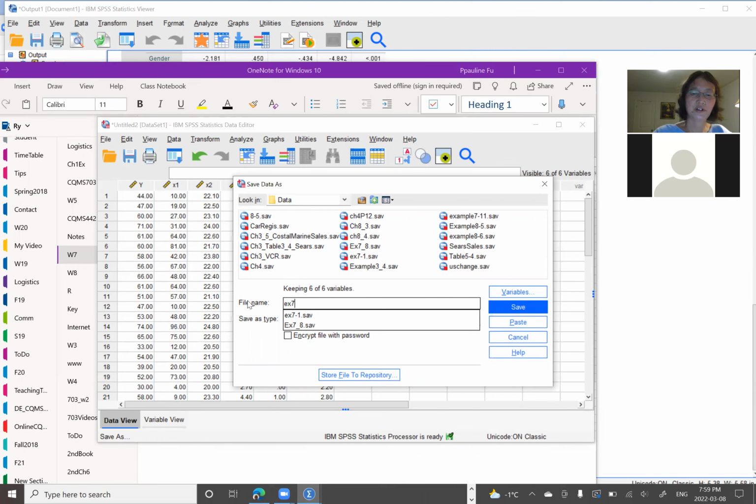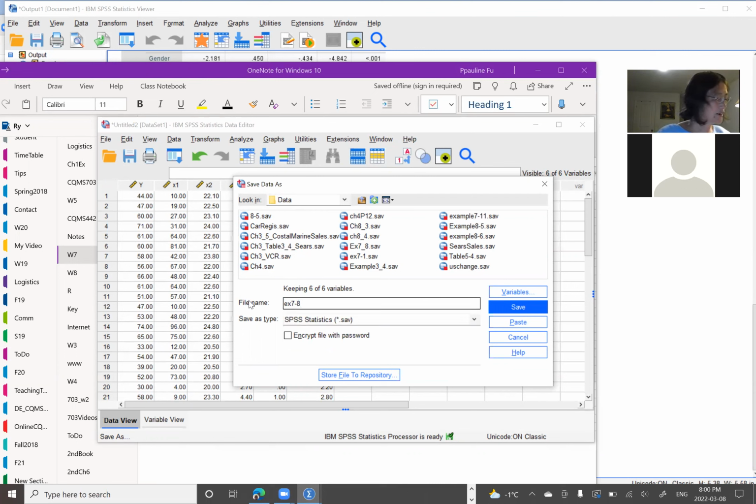This is example 7.8. And it is also example 7.11. So use this data, we'll use stepwise.